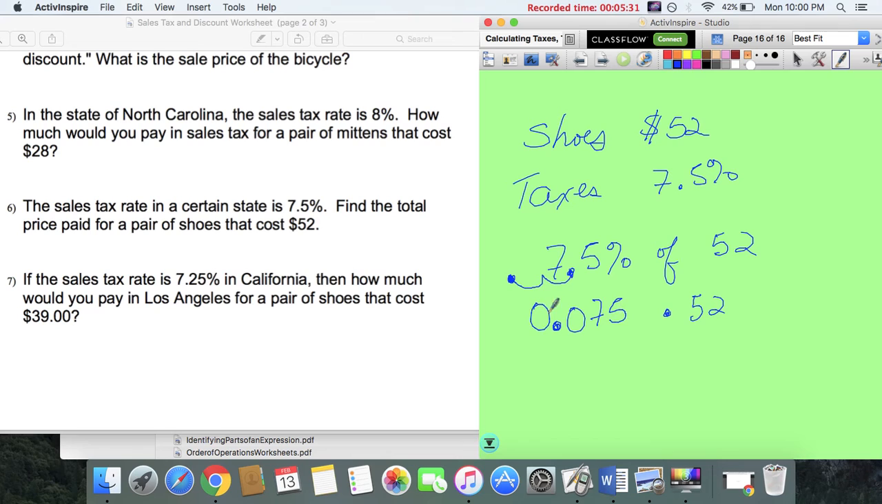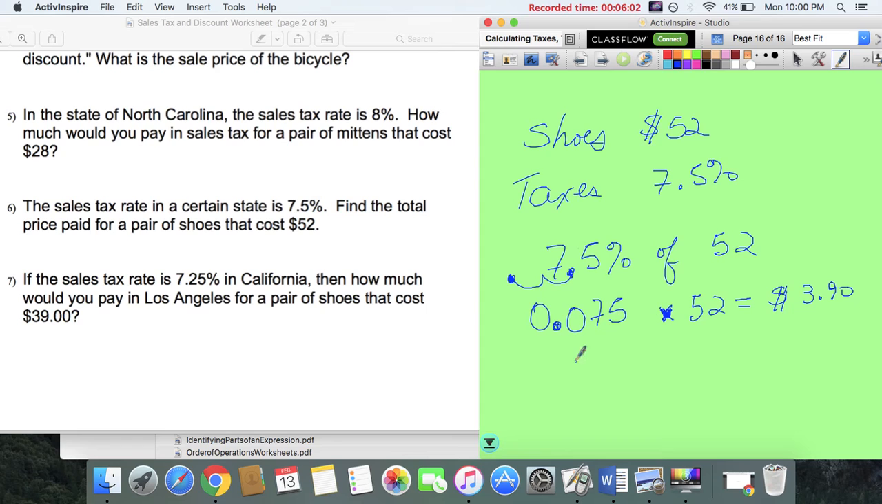So let me put a 0 on top in this, not to confuse anybody. Let me just put an X here. So we're going to multiply 0.075 times 52. So once again, go to your phone calculator. 0.075 times 52. And that's going to give us $3.90. So this is your tax, $3.90.